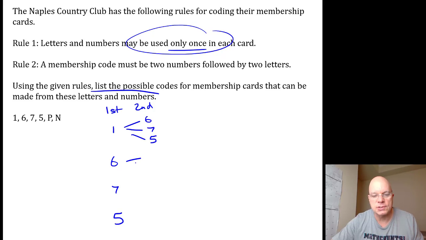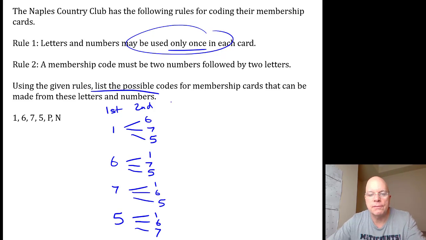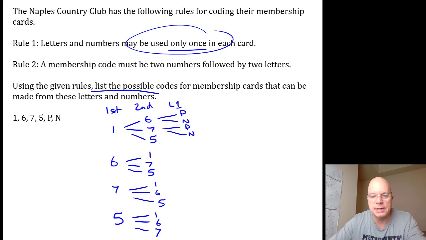But if the first number was a 6, the second number could be a 1, a 7, or a 5. If the first number was a 7, I could have a 1, a 6, or a 5 for the second number. And if the first number was a 5, I could have a 1, a 6, or a 7 for the second number. First letter, letter 1, can be a P or an N. Whatever combination of the first 2 numbers I chose, I could have a P or an N for the first letter.